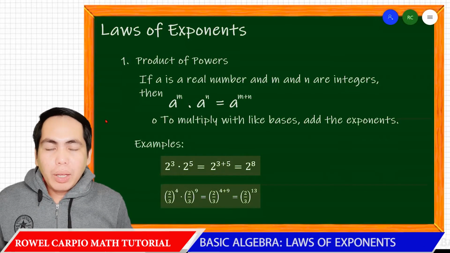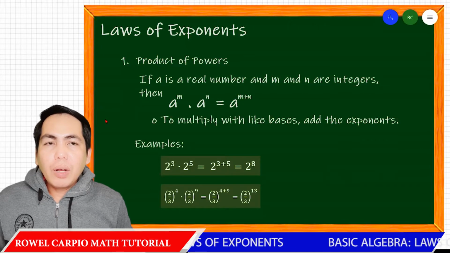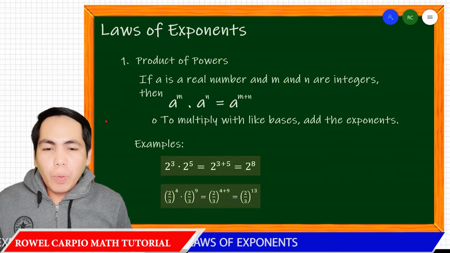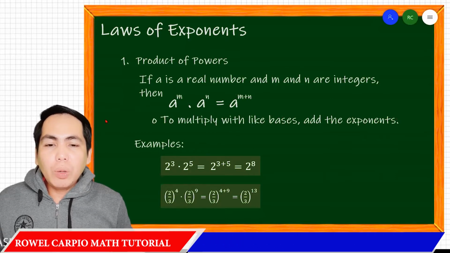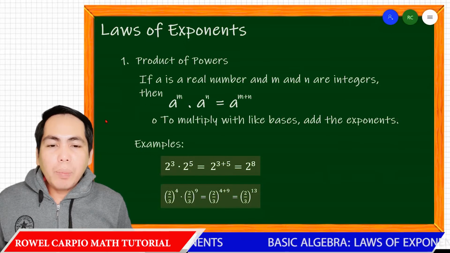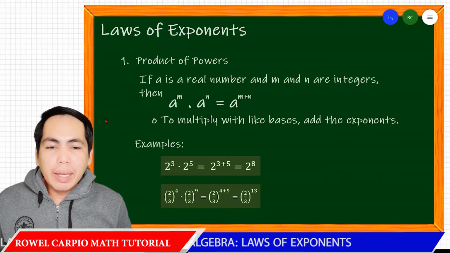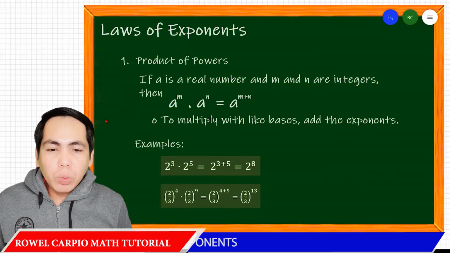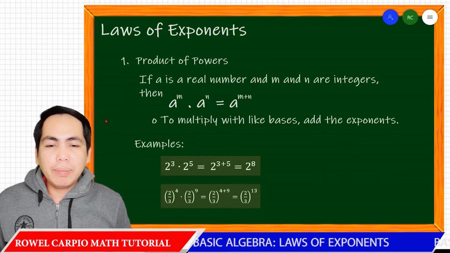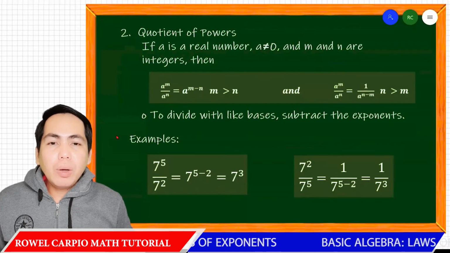Another example, we have here the quantity of 2 over 3 raised to the power of 4 times the quantity of 2 over 3 raised to the power of 9 is equal to the quantity of 2 over 3 raised to the power of 4 plus 9, which is equivalent to the quantity of 2 over 3 raised to the power of 13. Number 2, quotient of powers.